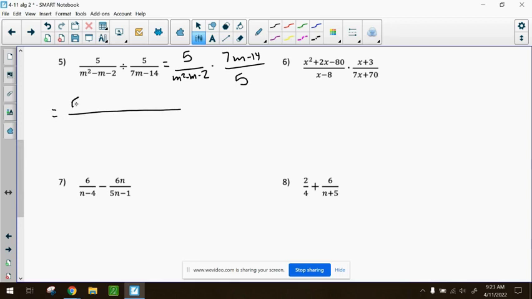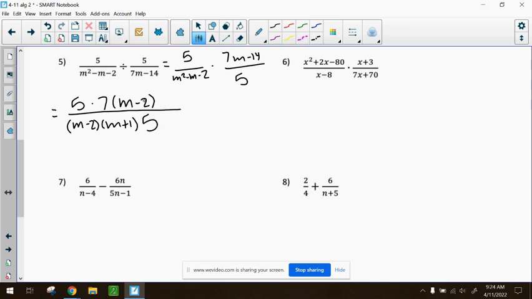So the 5 remains on top. M squared minus m minus 2 will factor into m minus 2 and m plus 1. It's the X method, looking for two numbers that multiply to be negative 2 and add to be negative 1. In the numerator, we can factor out a 7. Notice how I put it as a times 7 so I don't mistake it for a 57. Left over in parentheses is m minus 2, and then it's over 5.